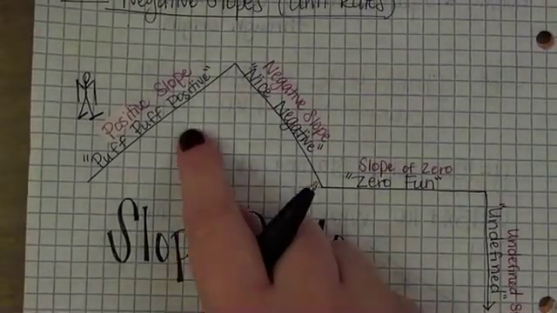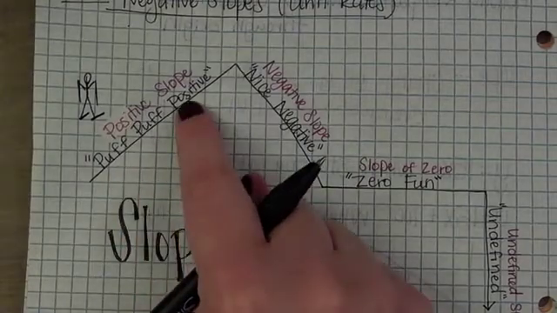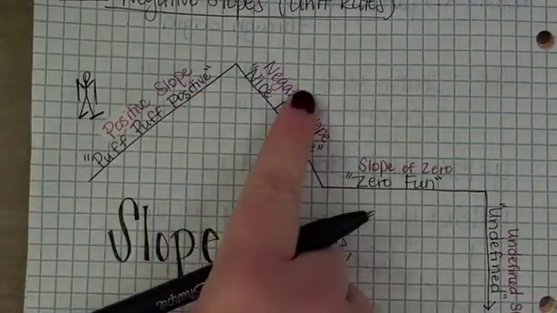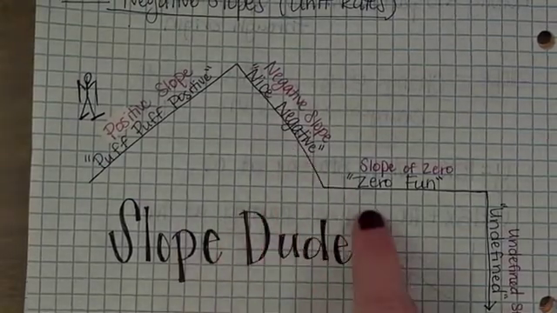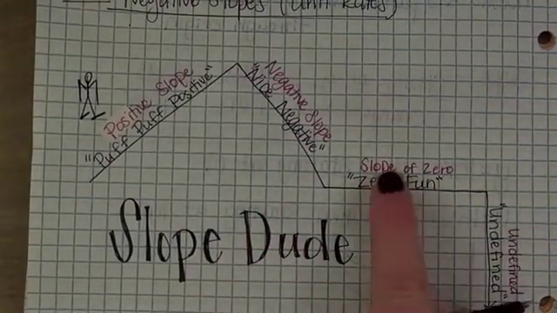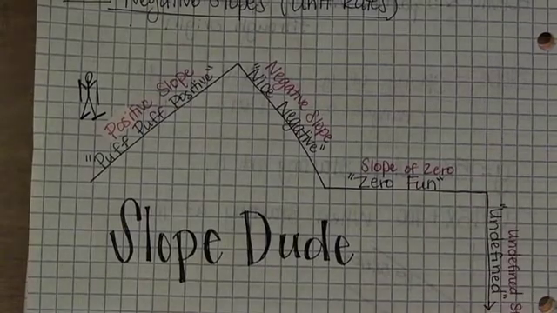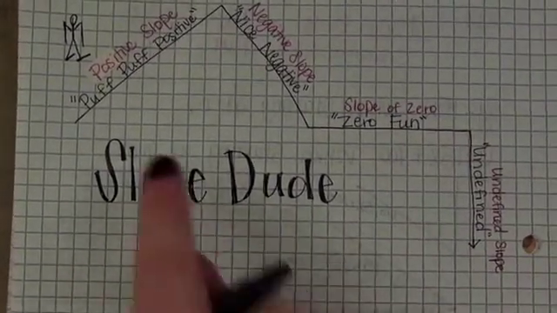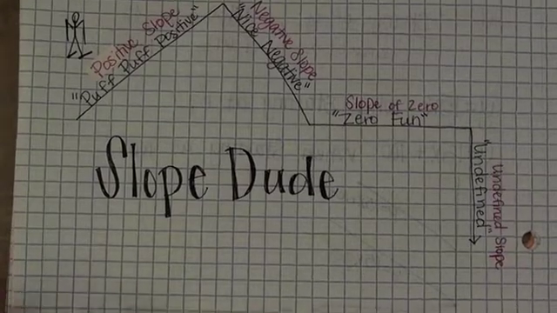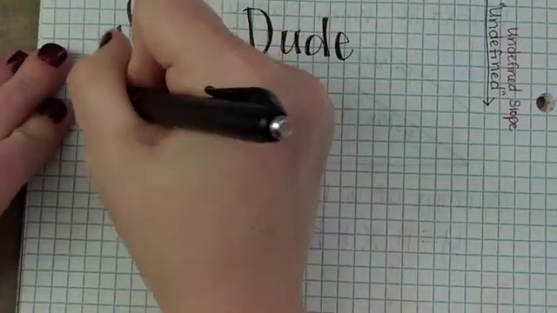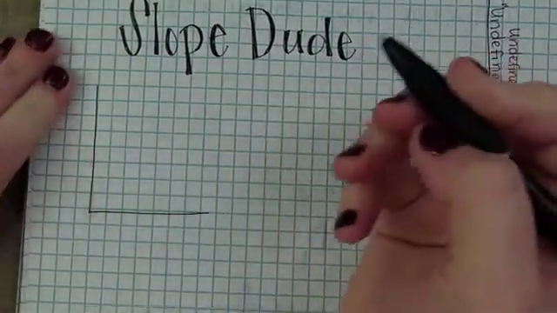So the way to remember it is a positive slope is puff, puff, positive, puff, puff, positive. And then negative slope is nice, negative. This one is zero fun, or slope of zero, and this one's undefined. So that is Slope Dude. It's a way to remember the different types of slope. I am going to draw it just so that you can see a graph that looks like it.